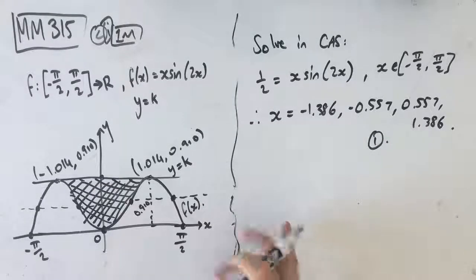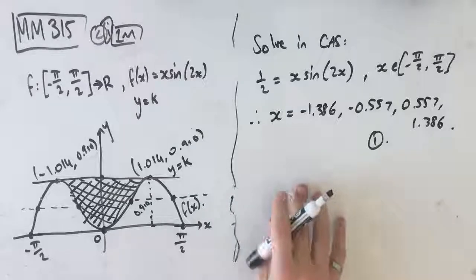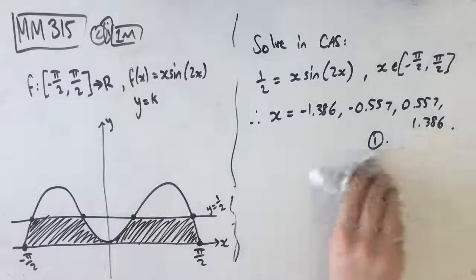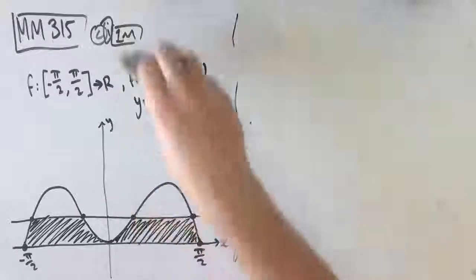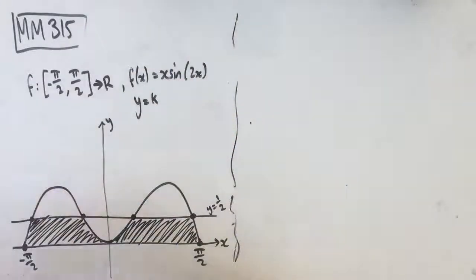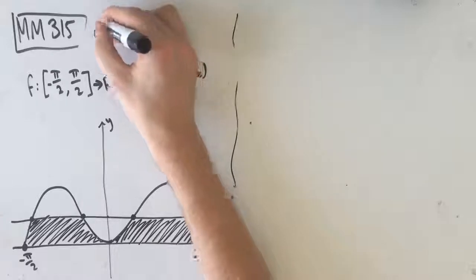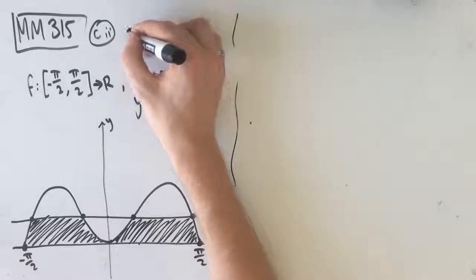Pretty straightforward question, really just to get you used to using your calculator. Let's move on to part CII. Part CII challenges us to find the area of this shaded region here. So we're going to have to use our laws of symmetry here as well. That's going to be a big part of this. So this is a 2 mark question.